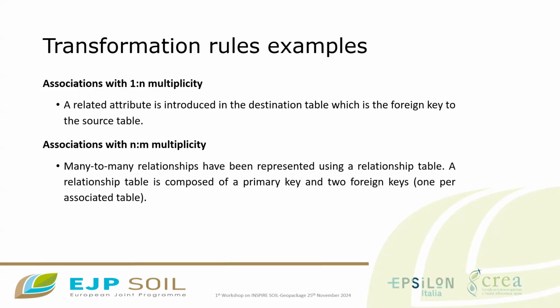In the case of N-to-M multiplicity, how did we operate? Many-to-many relationships have been represented using a relationship table, in which we have a primary key and two foreign keys, one per associated table. So we have a table which associates the two tables, corresponding to spatial objects related through an association with a many-to-many multiplicity.